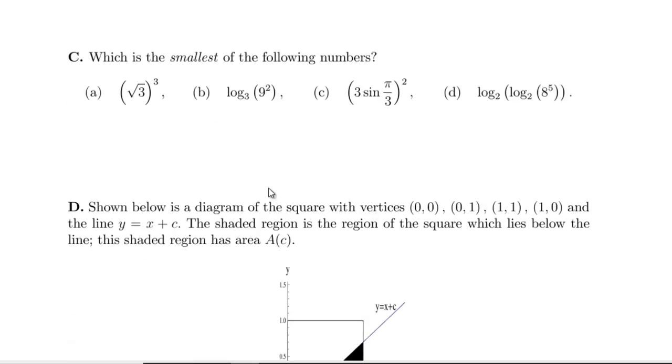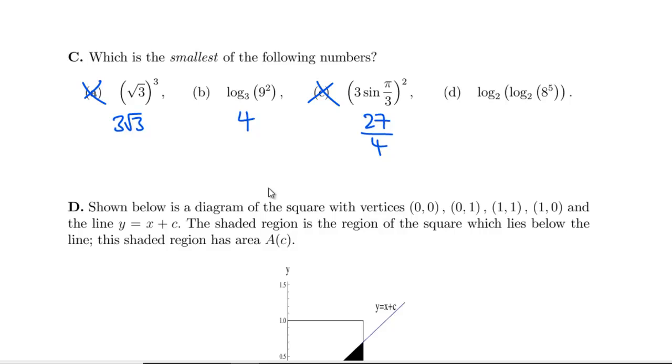C, which is the smallest of the following numbers? Okay, root 3 cubed, so 3 root 3. Oh, let's just leave that where it is for the moment. Log to base 3 of 9 squared, so that's going to be 4. 3 sine pi over 3. Sine pi by 3 is root 3 over 2. So 3 root 3 divided by 2, then squared. So that's 27 over 4. And that is much bigger than 4. So it's not going to be that one. Actually, let's compare these two. 3 root 3 is bigger than 4.